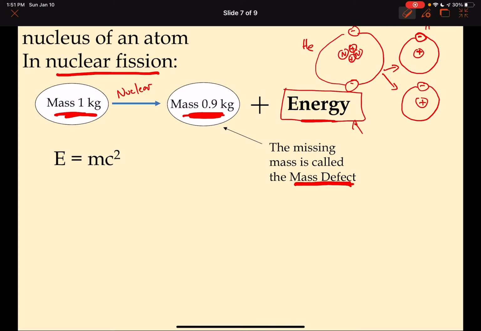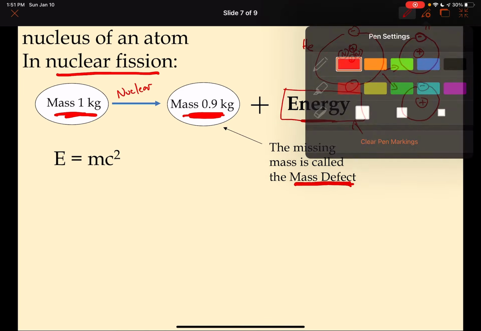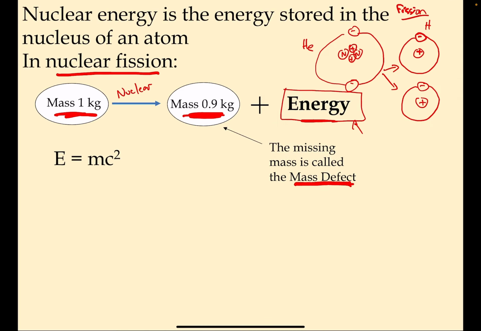Let's get rid of my words. They're already on the screen there. The missing mass, or the mass defect, we're going to sub in right here. Okay, so we started with 1 kilogram. We're left over with 0.9. The missing mass is 0.1 kilograms. So we're going to sub that in here, 0.1 kilograms.